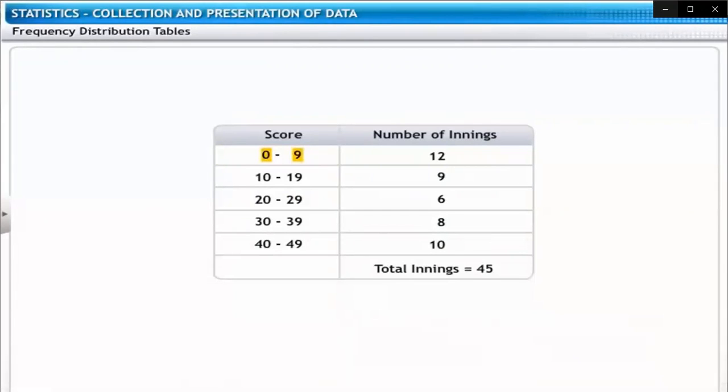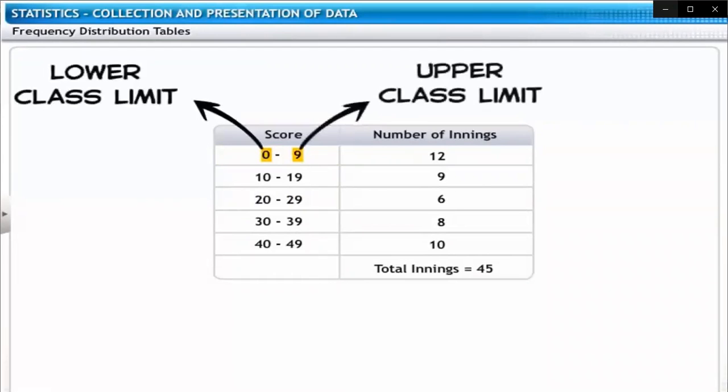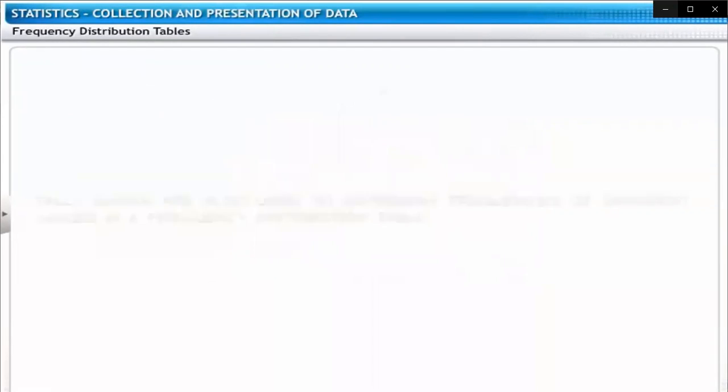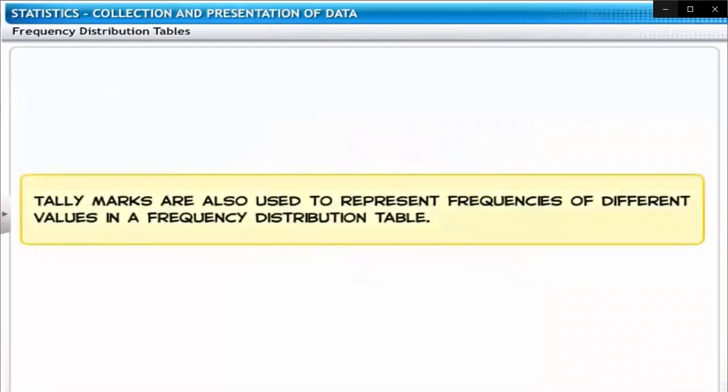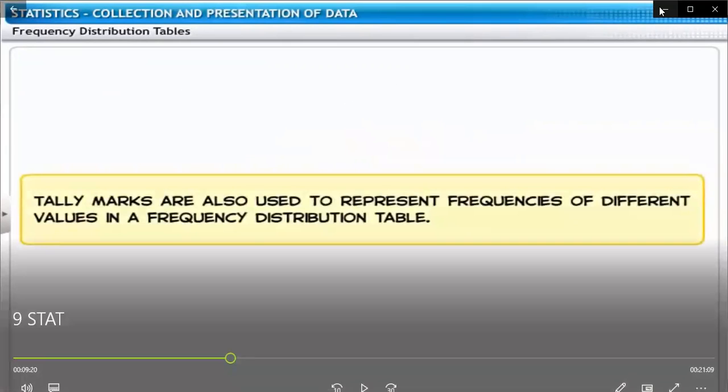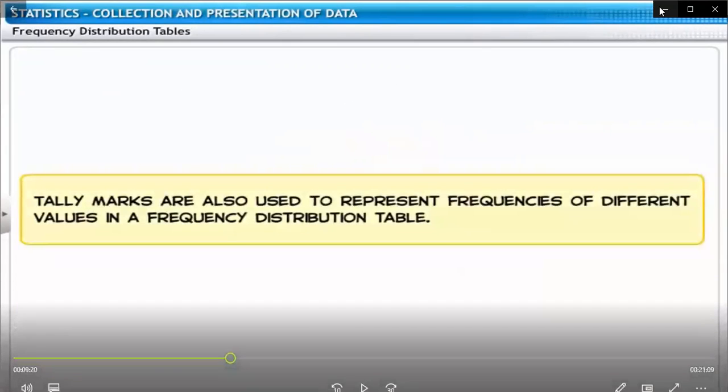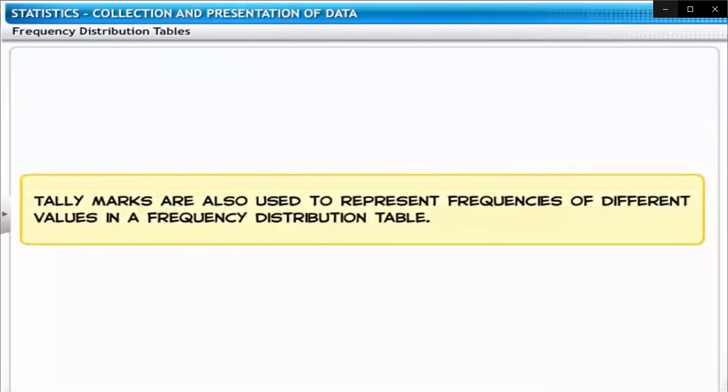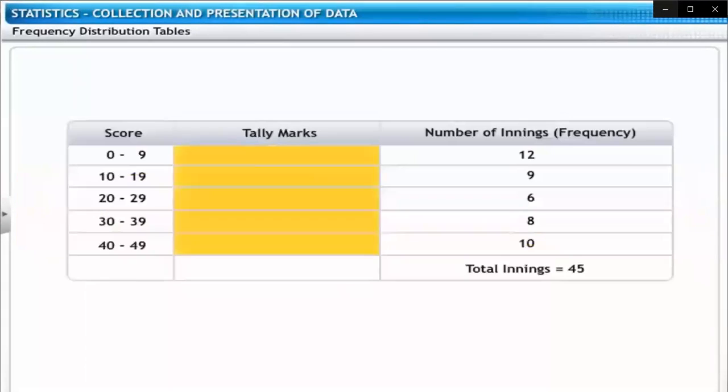Okay, so here you can observe easily what the lower class limits and the higher class limits are. So 0 is the lower class limit and 9 is the upper class limit for the class interval 0 to 9. Next we are about to discuss tally marks. Tally marks are also used to represent frequencies of different values in a frequency distribution table. So let's see how we can write the frequencies in terms of tally marks.